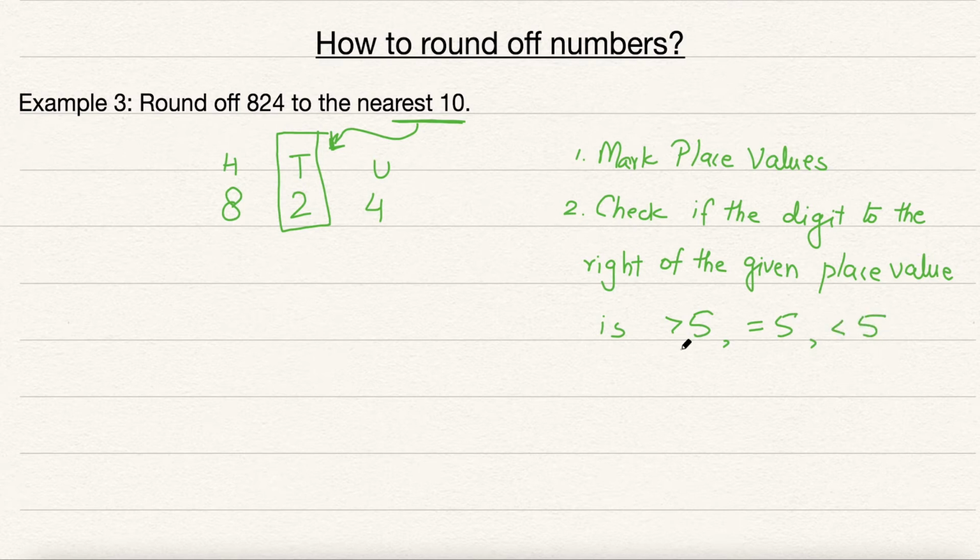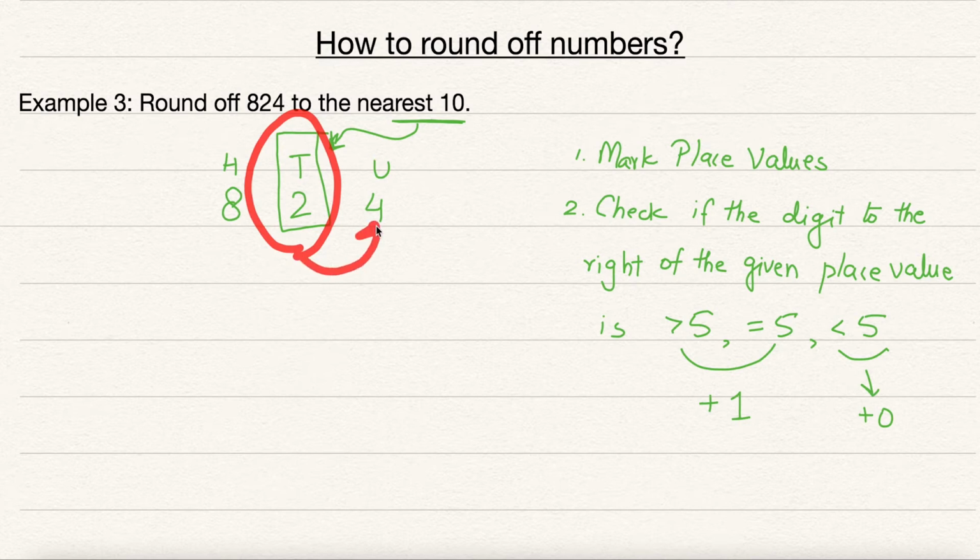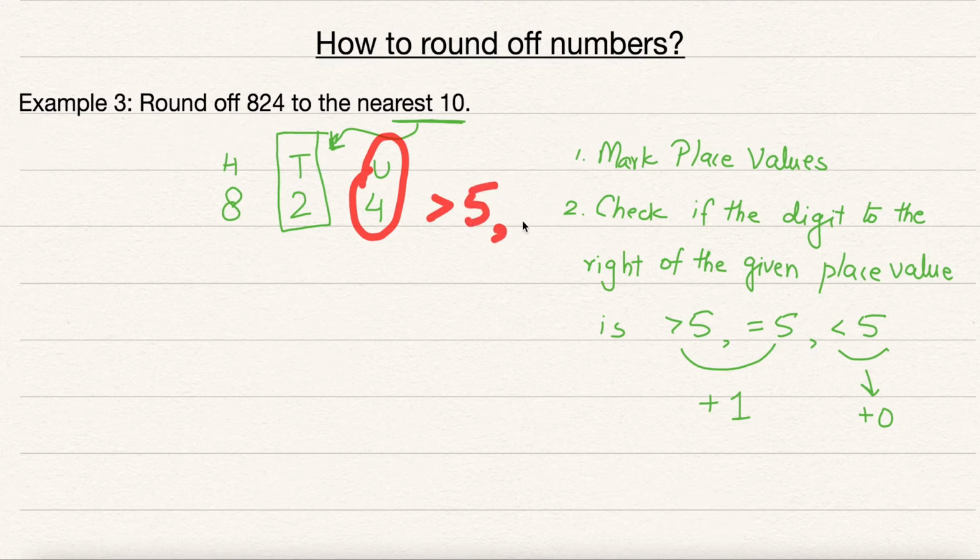If it is greater than 5 or equal to 5, then you will add 1. If it is less than 5, then you will add 0. So you can see here clearly that this is the given place value. We need to find out correct to the nearest 10, and 2 is the tens digit. The digit to the right of 2 is 4. So you need to check if the digit on the right is greater than 5, equal to 5, or less than 5.